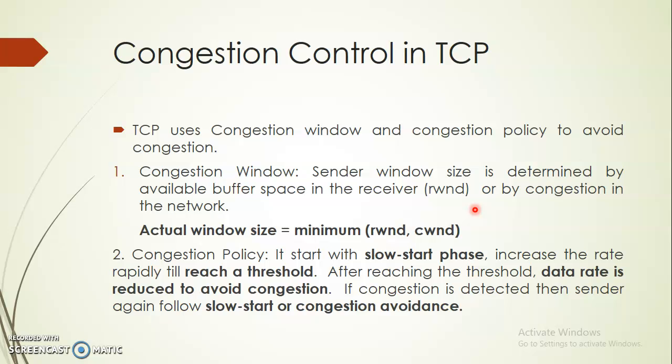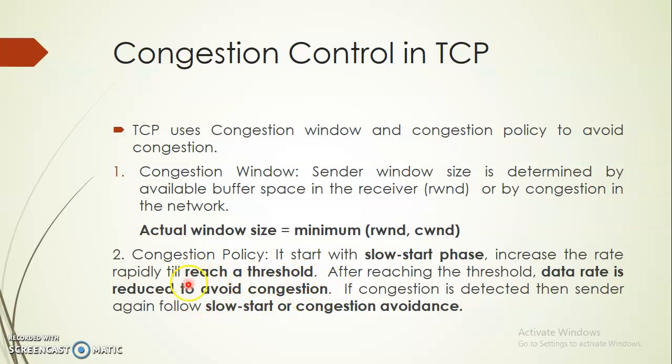Now what is the congestion policy followed by TCP? We start with the slow start phase. Increase the rate till we reach a threshold. What is the threshold value? That is the value where we talk about congestion. After that value there may be congestion in the network. So when your sending rate reaches the threshold value, after that the data rate is reduced so that congestion will be avoided.